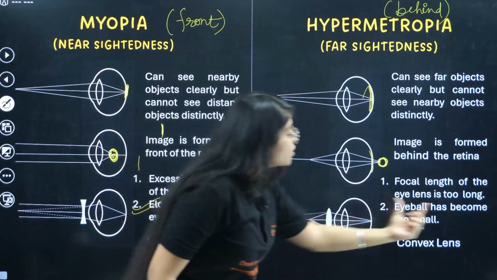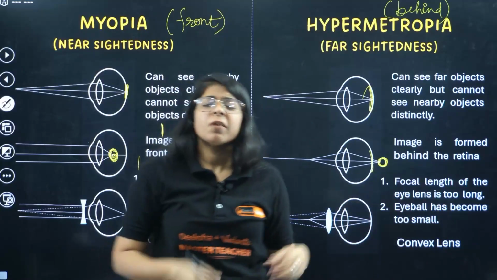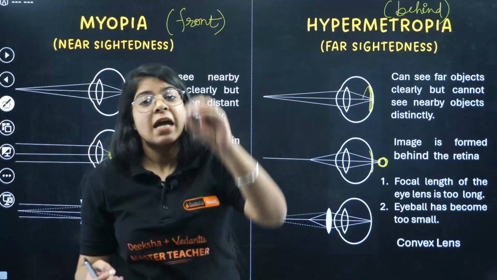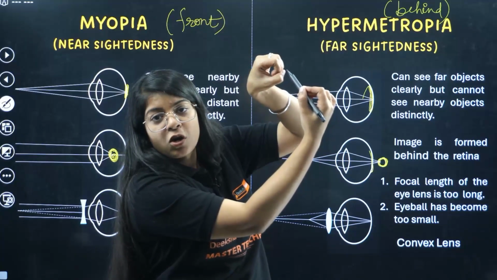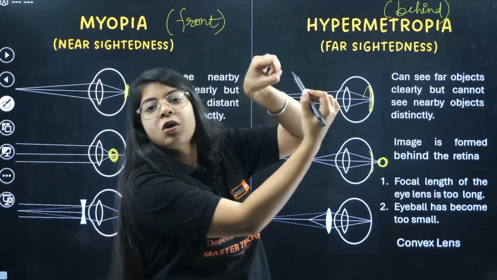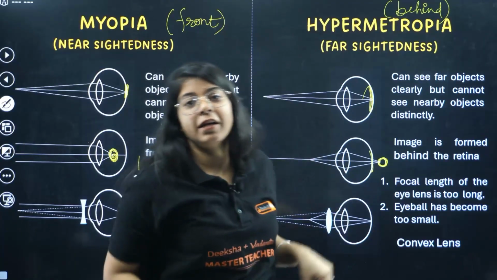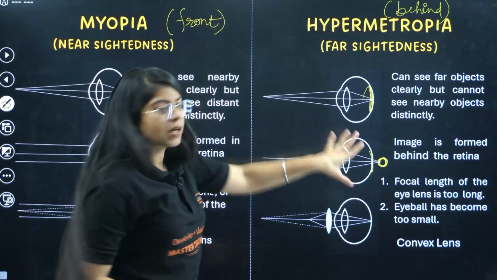Then next, the eyeball has become too small because of some accident or some reasons. The shape of the eyeball got smaller. The image is being formed here, but the eyeball got smaller. The image is still here, but the eyeball got short and the retina came in front of it, right? So those are the main reasons.